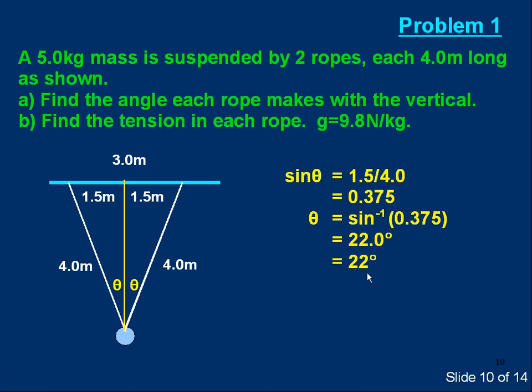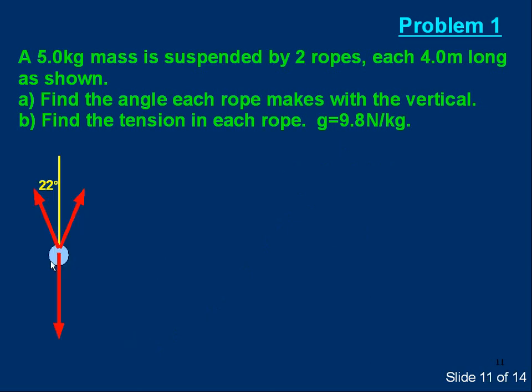How about part B? Find the tension in each rope. And you're told the value for g, 9.8 newtons per kilogram, same as meters per second squared. So pause and have a go at part B for yourself now. Let's go through this. What I'm going to do is redraw the diagram and just show the forces acting on that mass. So there's the object, the blue ball.